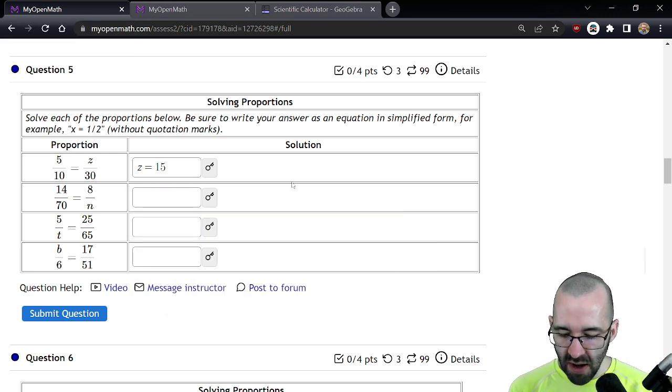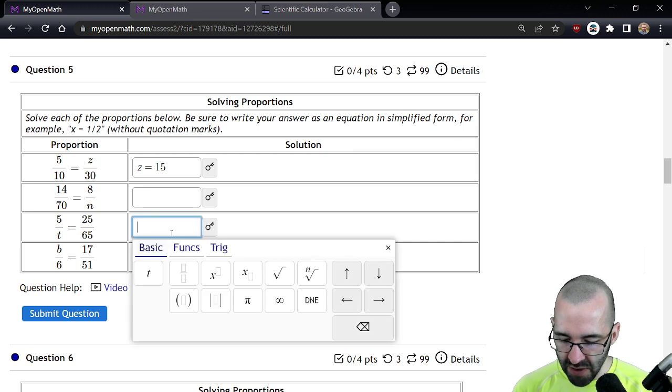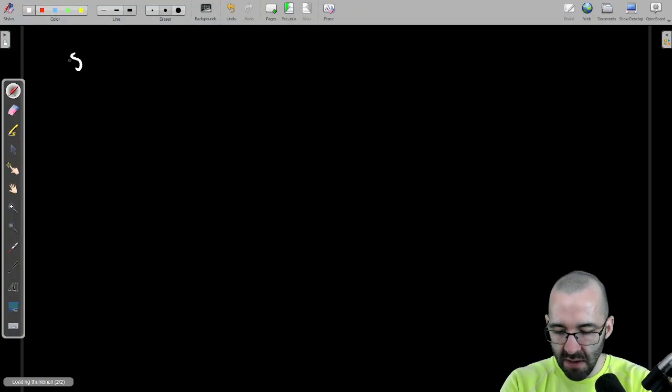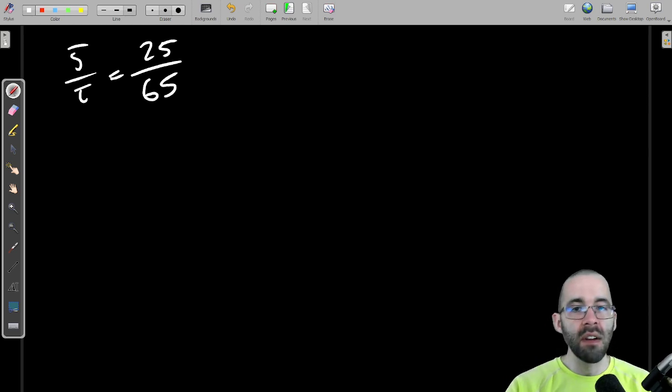All right, we can do these. I'll do one more. Let's do this third one on the bottom. We don't need to do all of them. 5 over t is 25 over 65. This one's a little different.